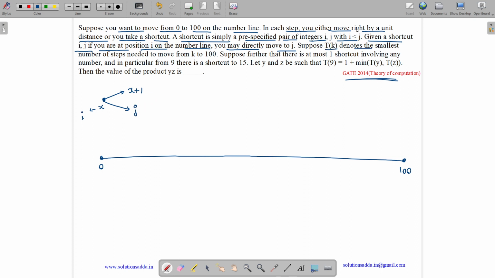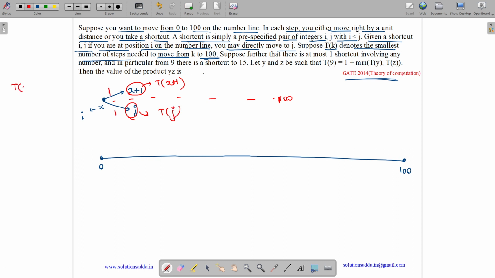Suppose tk denotes the smallest number of steps required to move from k to 100. Now let us suppose we wanted to go from x to 100. Our main aim was x to 100. Now we came x to x plus 1. So how many steps are required? From here we require t(x+1) more steps. And from here we require tj steps. And here we have taken one step.